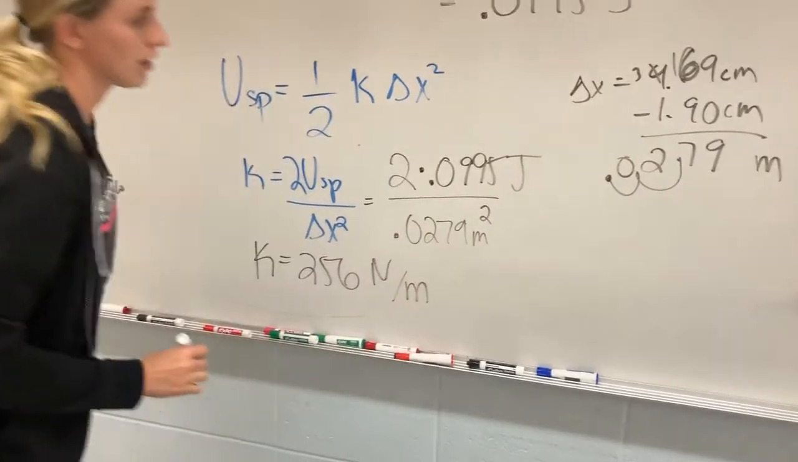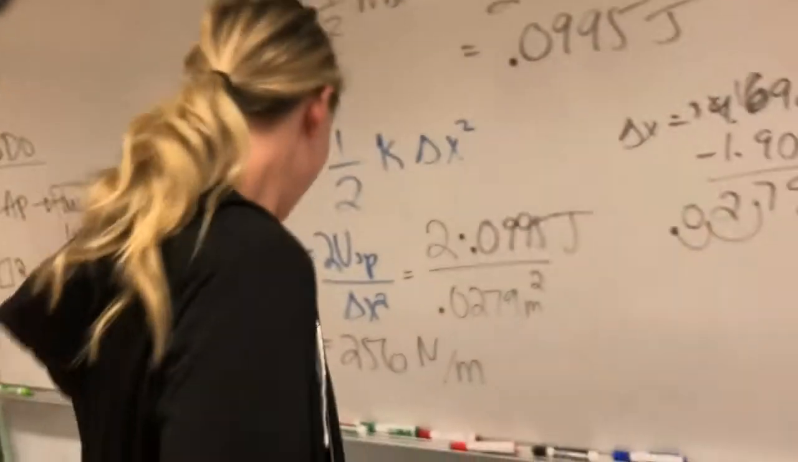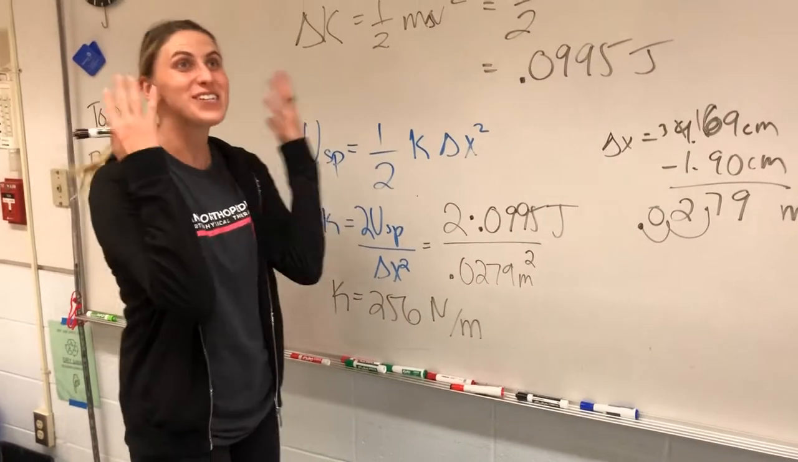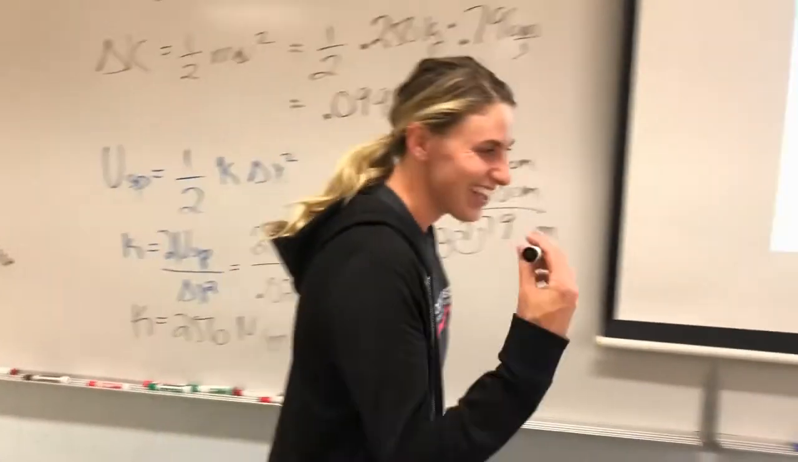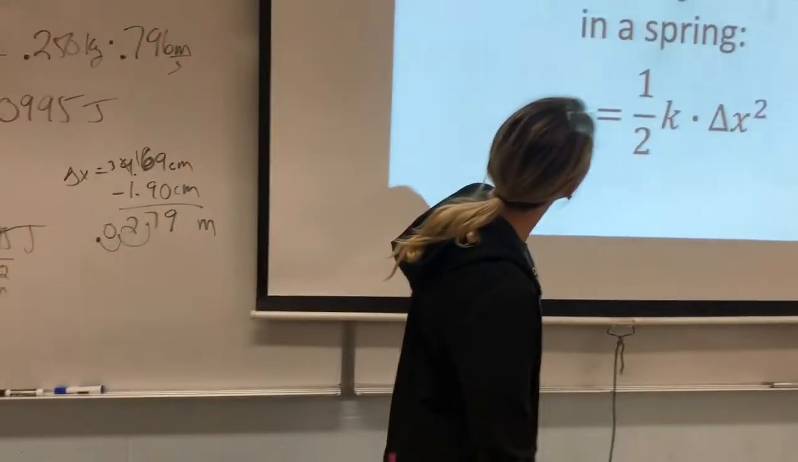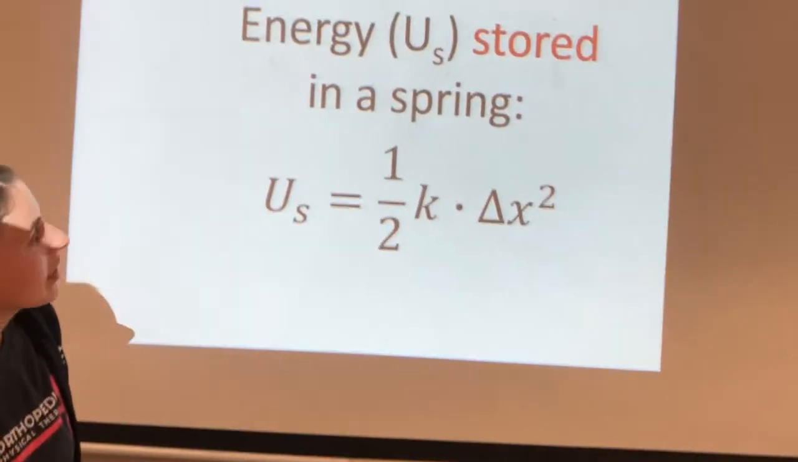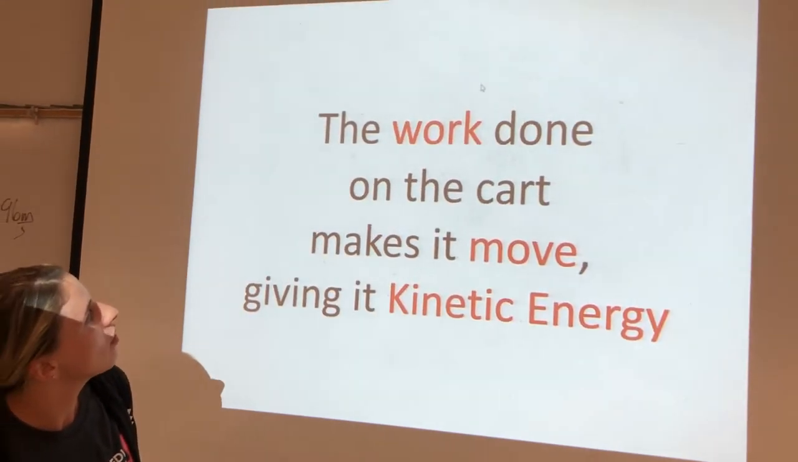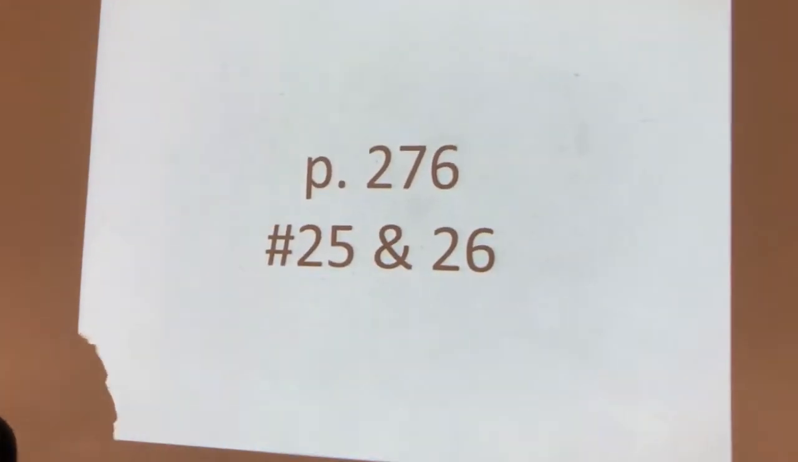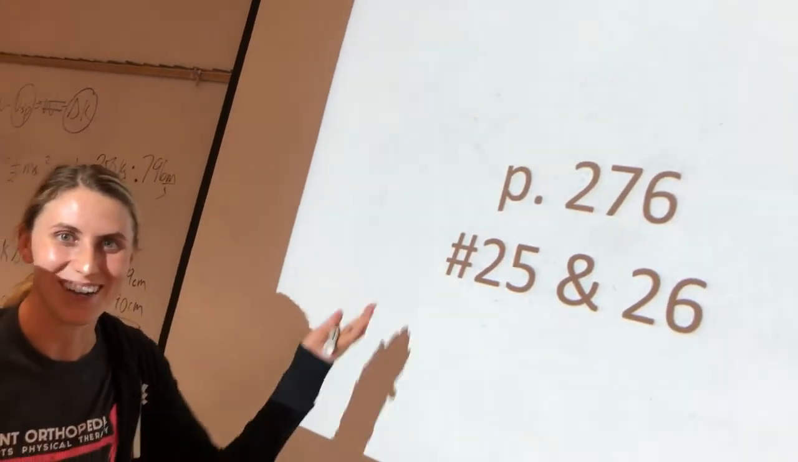Per meter. So that means that if you compress that spring in there 1 meter, which you can't do, it would require 256 newtons. Use your imagination. That's right. Okay, all right. So that is our explanation of how to do this, the relationship between the work energy theorem, and now work.